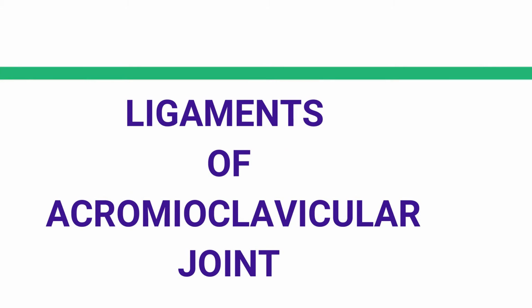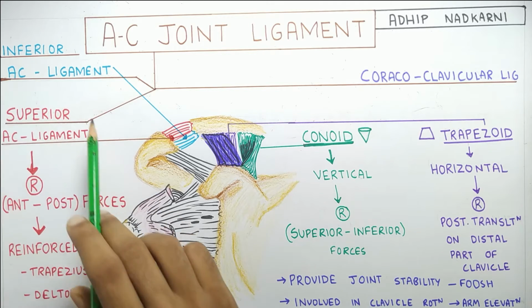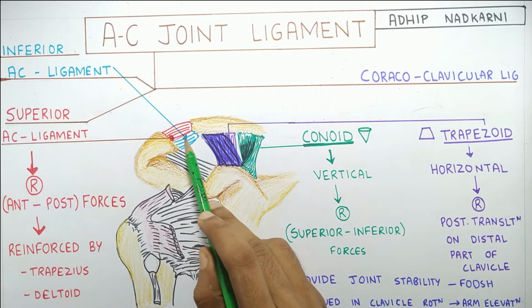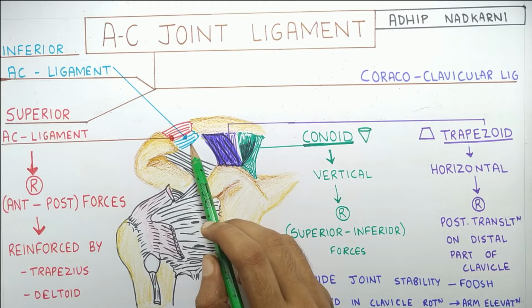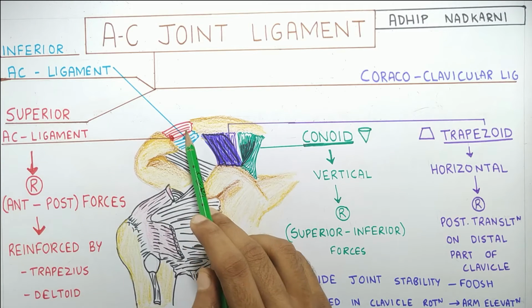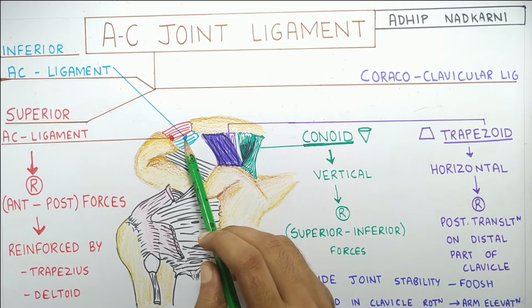Now let's look at the ligaments of the acromioclavicular joint. There are two main ligaments, the superior and inferior AC ligaments. This is the proper AC joint, and the ligament present inferiorly is the inferior AC ligament, and the one present superiorly is the superior. So the blue and the red ones that you can see are the superior and inferior AC joint ligaments.